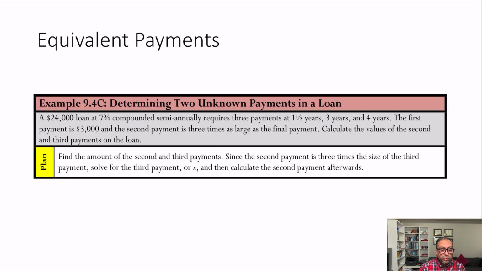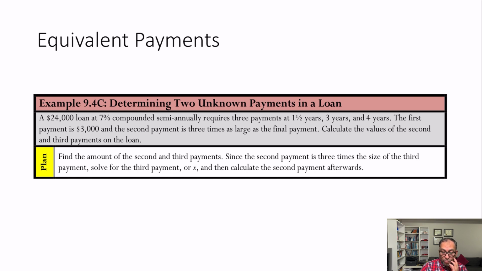Equivalent payments: a 24,000 loan at 7% compounded semi-annually requires 3 payments: 1.5 year, 3 year, and 4 year. The first payment is 3,000, and the second payment is 3 times as large as the final payment. Calculate the value of the third and the fourth payment on the loan. So we borrowed 24,000. This is the present value. We have to return it in 3 installments. One payment is after 1.5 years, the second payment is 3 years from now, and the third payment is at 4 years.